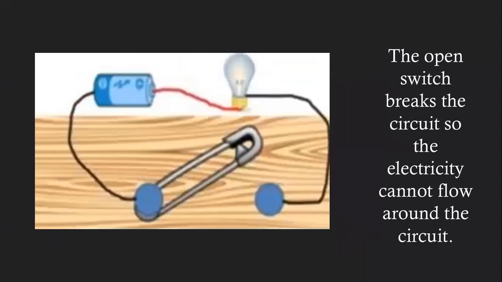But when you open the switch, there's a gap in the circuit. So electricity will never jump over the gap. Electricity can't go through a broken path. When the electricity doesn't go through the path, the light doesn't come on in the circuit.